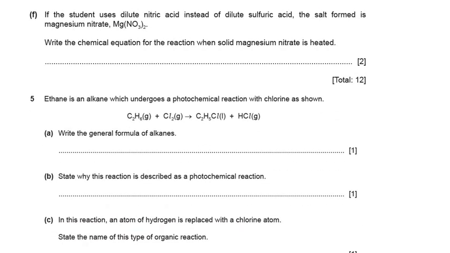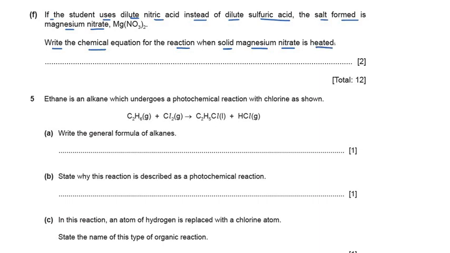So let's go ahead with the next part F, where it says if the student uses dilute nitric acid instead of dilute sulfuric acid, the salt formed is magnesium nitrate. Write the chemical equation for the reaction when solid magnesium nitrate is heated. Now reread the question whenever you think you are not clear about what is asked. Here it says, write the chemical equation for the reaction when solid magnesium nitrate is heated.